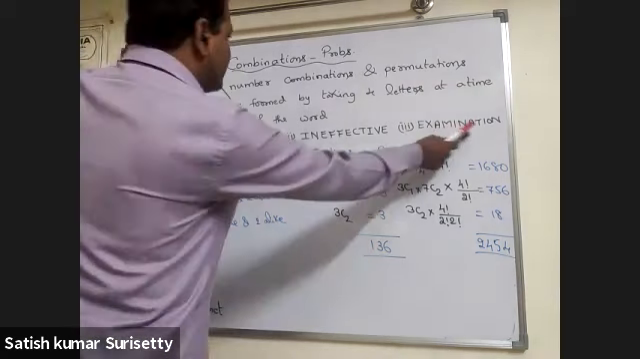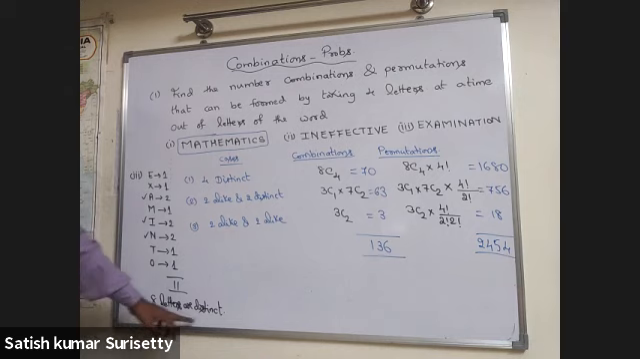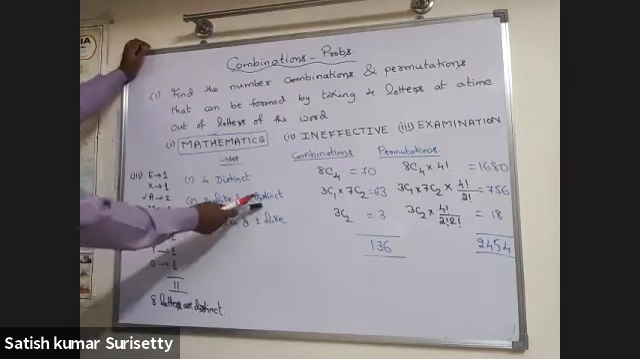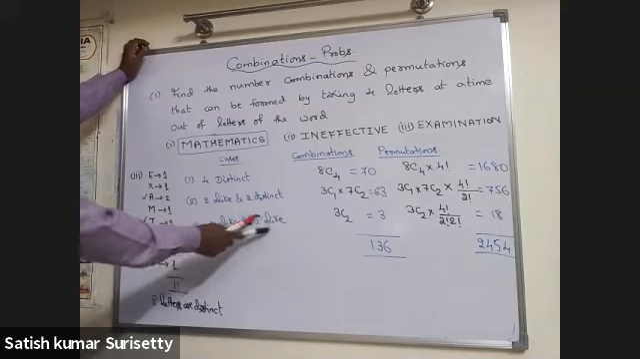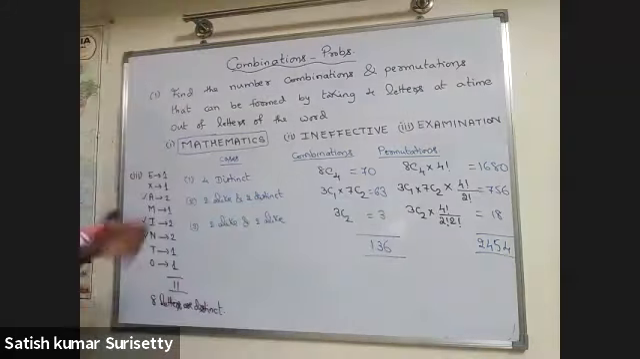So for the word examination, the total number of letters is 11. In that, A is repeated 2 times, I is repeated 2 times, N is repeated 2 times. The remaining letters are repeated only 1 time. And the total number of distinct letters is 8. So here also, only 3 cases are possible: 4 distinct, 2 alike and 2 distinct, and 2 alike and 2 alike. So the number of combinations and the number of permutations.